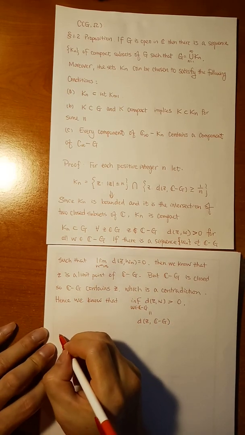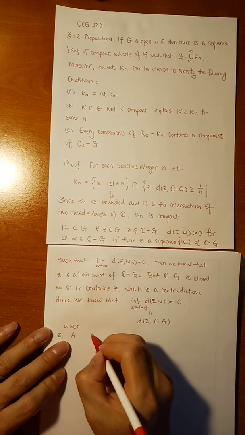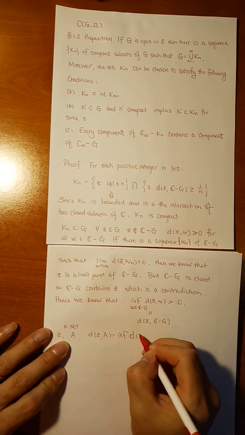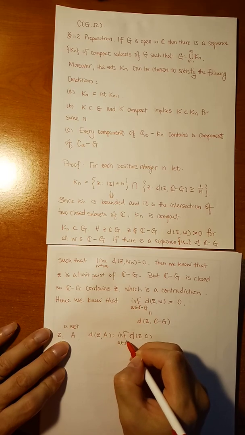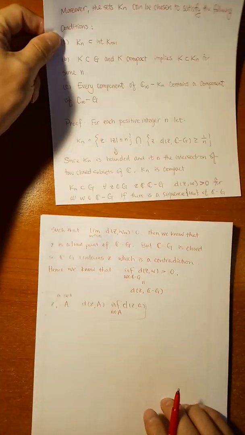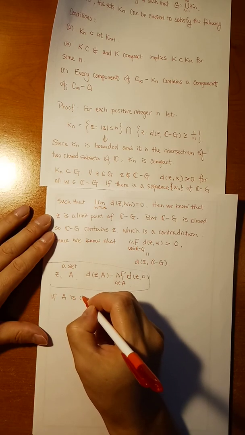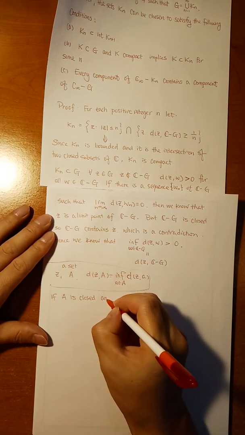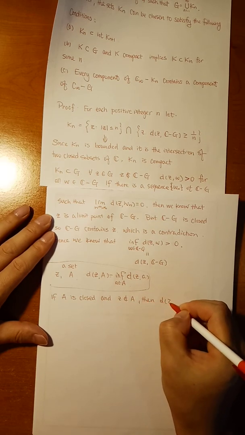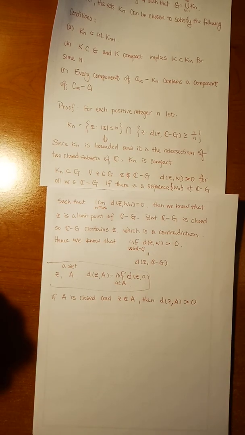Remember, when you have a point and a set, then the distance between a point and a set is the infimum of the distance between z and a, where a belongs to set A. So this is the definition of a distance between a point and a set. And from this argument, we know that if A is closed and z is not inside A, then the distance between z and A is strictly greater than 0.